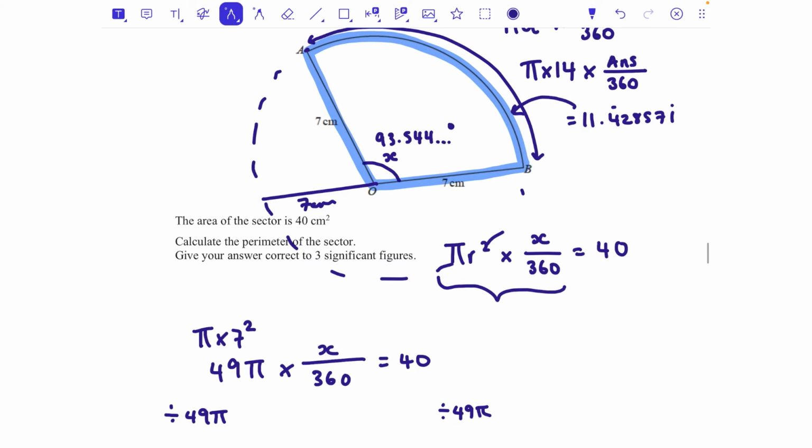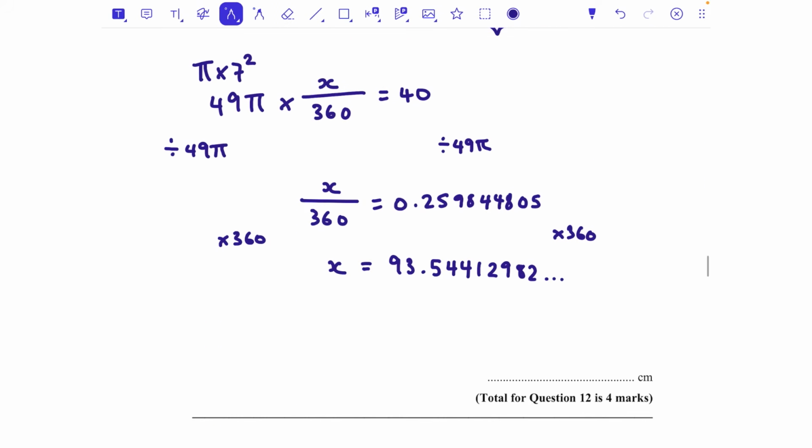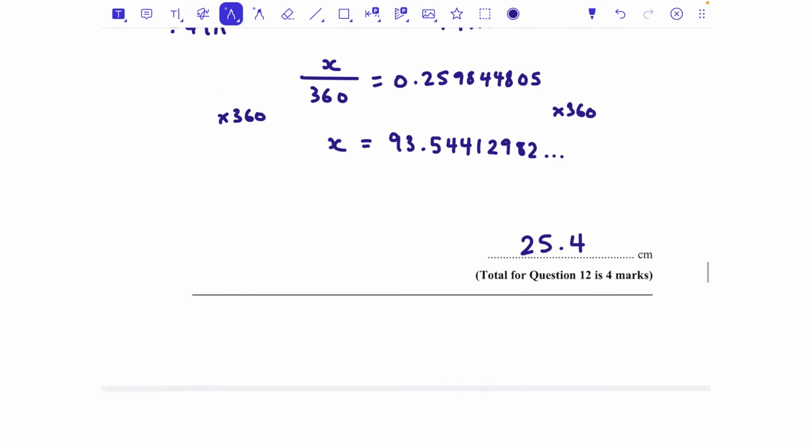And that gives me a final answer of 25.428571. And it says round your answer to 3 significant figures, so 25.4. The next number is a 2, which rounds down, so 25.4 is my answer for the perimeter of that shape.